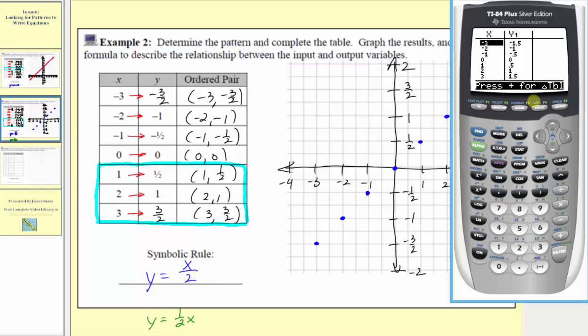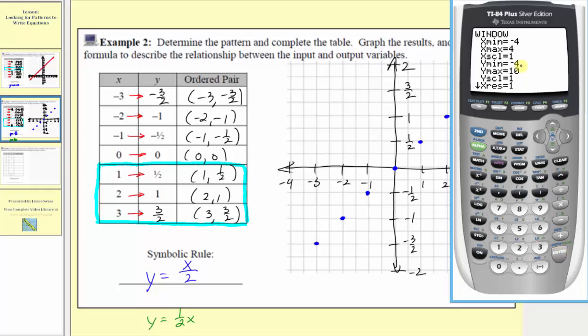Now let's also look at this graphically. Before we do this though, let's adjust the window on the calculator to be the same window we have here on the Cartesian plane. So we'll press window, we'll change the x min and x max to negative 4 to positive 4, so we'll enter negative 4, enter, 4, enter. Scaled by ones, that's correct.